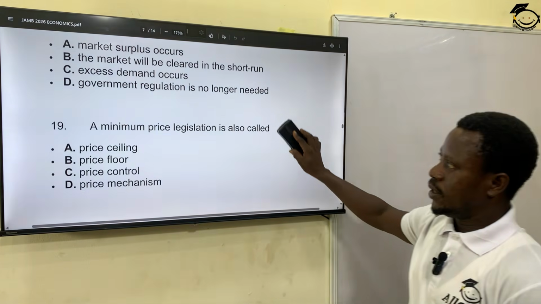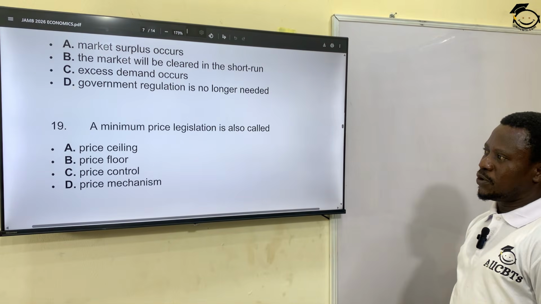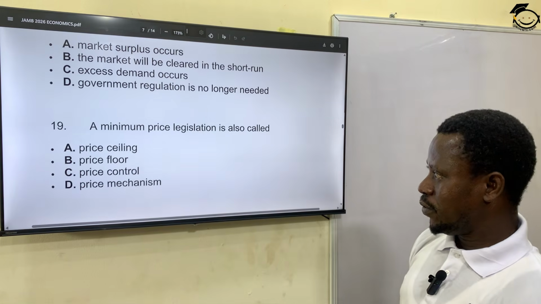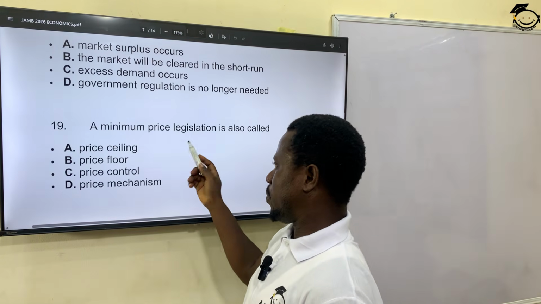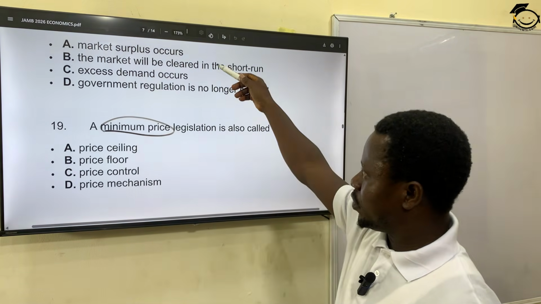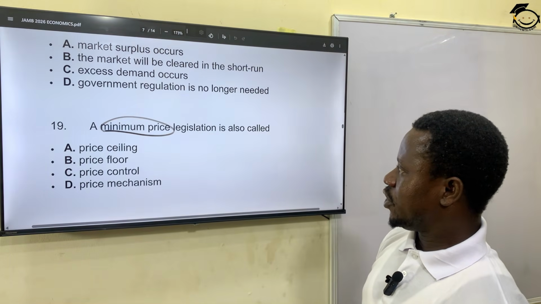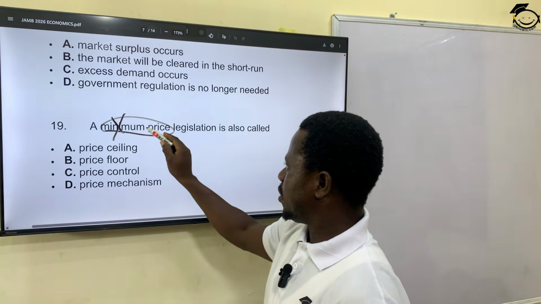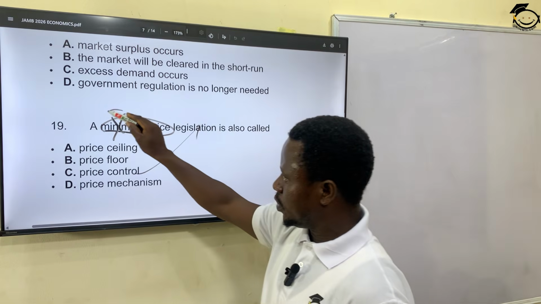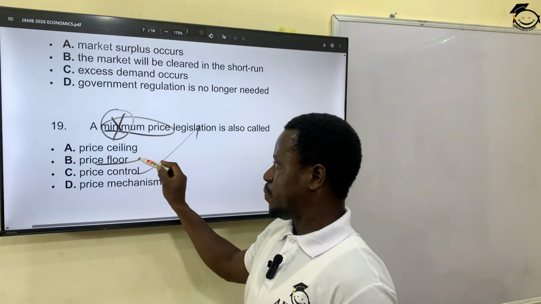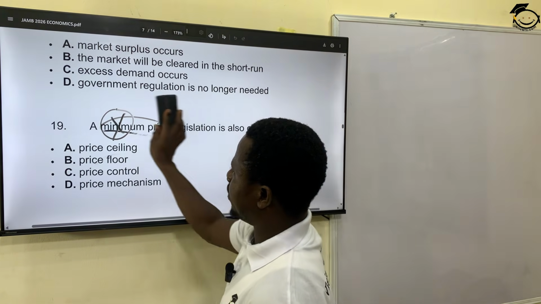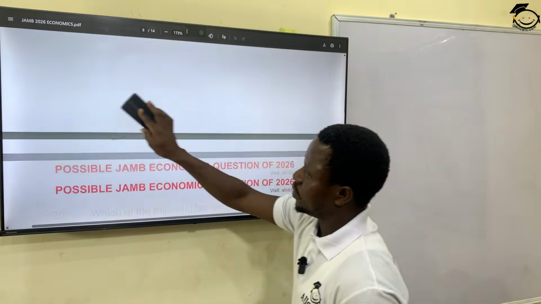That's A. A minimum price legislation is also called, this is what I just answered now. That's price floor. Just like the question we just answered in number 18 there. Assuming there's no minimum there, if you say price legislation, the answer is price control. But with the minimum, the lowest floor, we are talking about price floor. That is B. Option B. I just explained that in the previous question. All right?